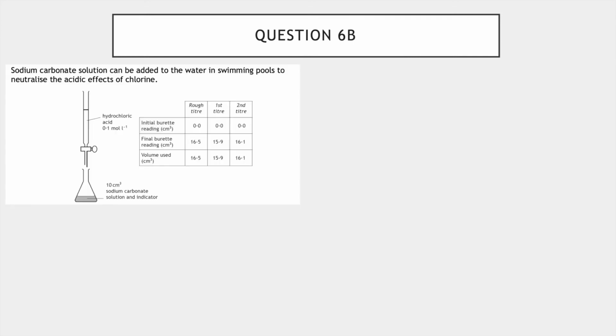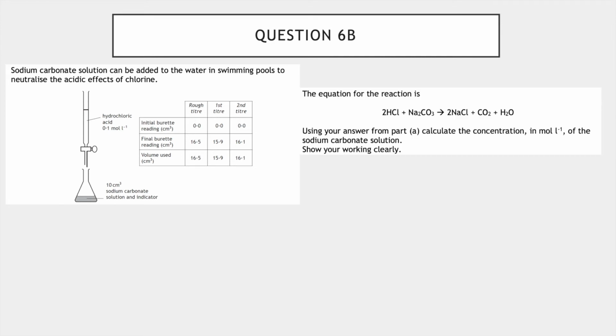It's the same first part as 6a, but we've got a little bit extra to the question. The equation for the reaction is as follows. Using the answer from part A, calculate the concentration in moles per litre of the sodium carbonate solution. So if we have a look at the question, you'll see that we have a concentration of hydrochloric acid, which is this in the equation, and then finally we have a volume of sodium carbonate solution, which is this in the equation.